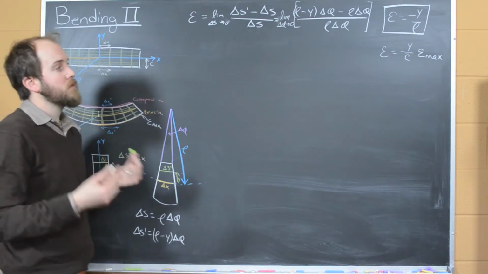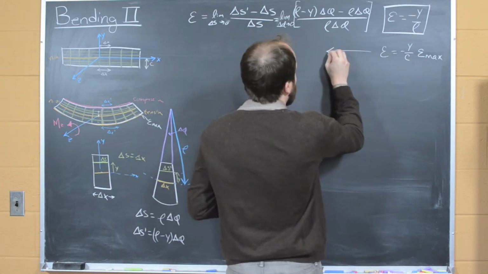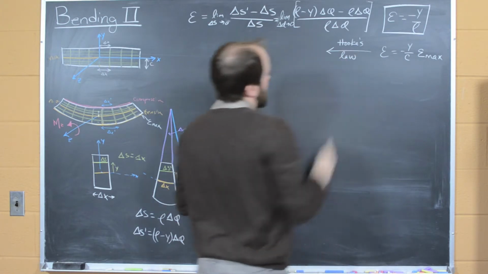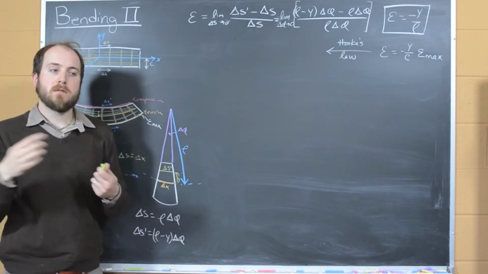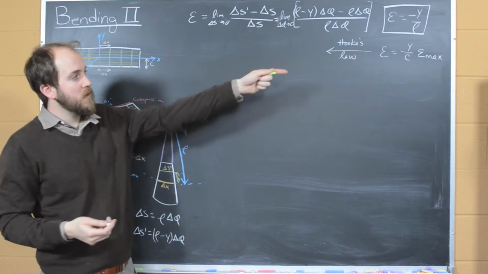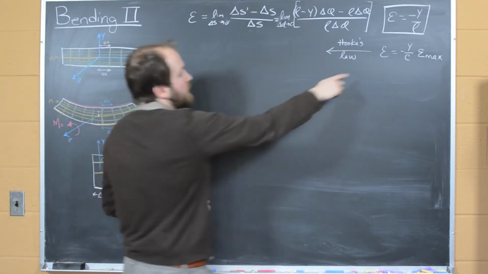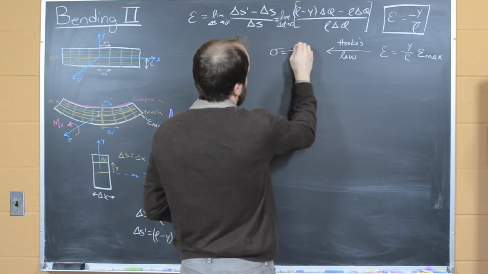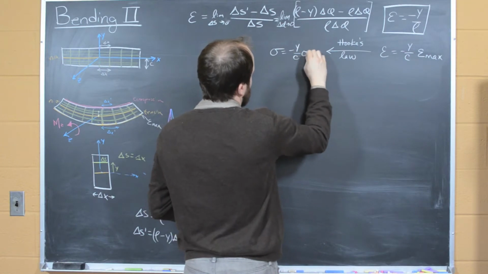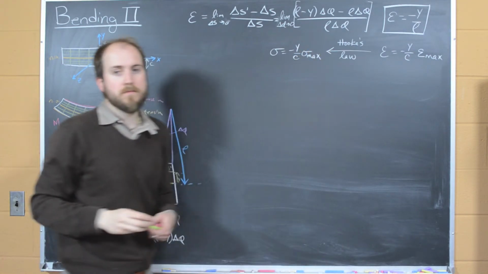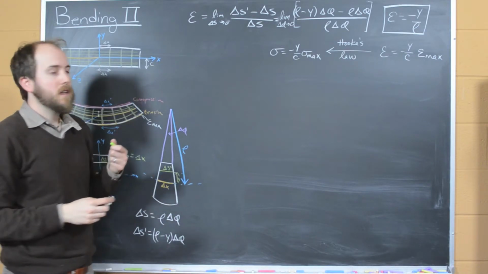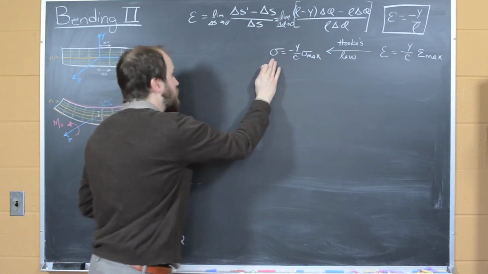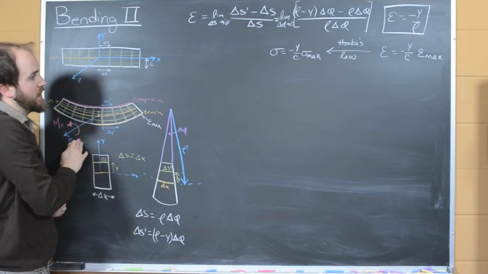If we want to get to stress, we can recall Hooke's law. Recall that stress is linearly proportional to strain, and we know from this equation that strain is linearly proportional to y, so we can replace this with stress: it's going to equal negative y over c times our maximum stress. And it's at this point that we need a better description of what our stress is. We need to know what our stress is relative to the moment that we're applying here.